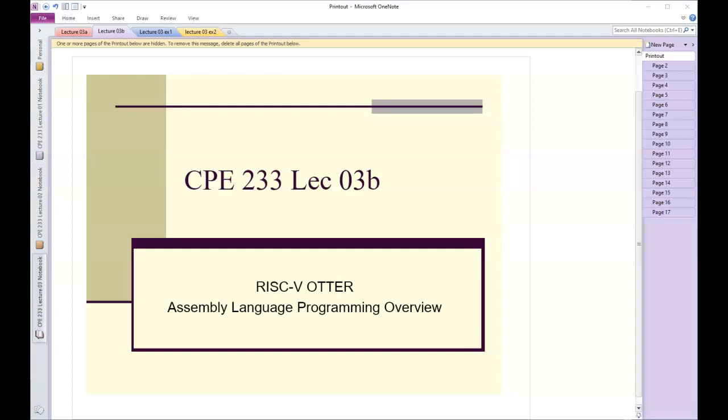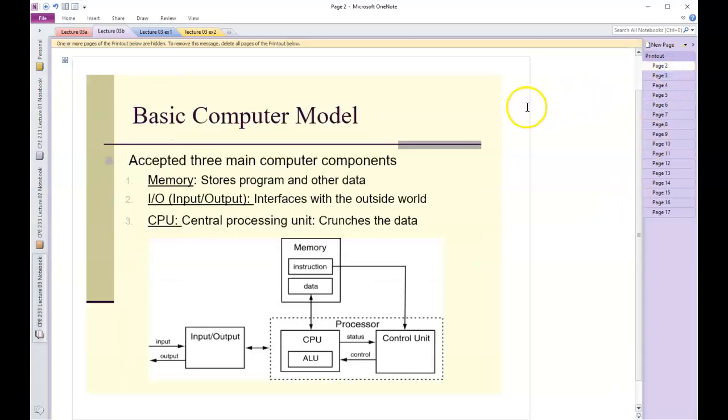This is the second part of Lecture 3, and we're continuing on our journey, an assembly language programming introduction, just to get you a feel for it. So let's crank through this. Not sure if this will fit into one video or not.